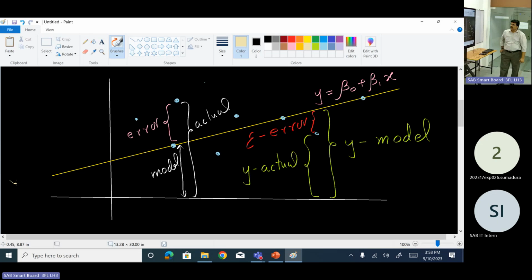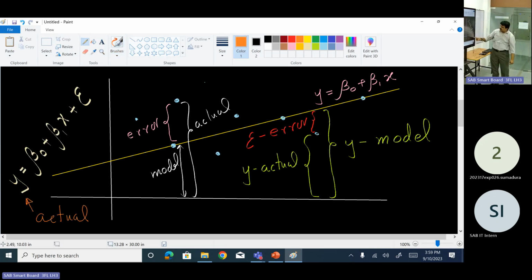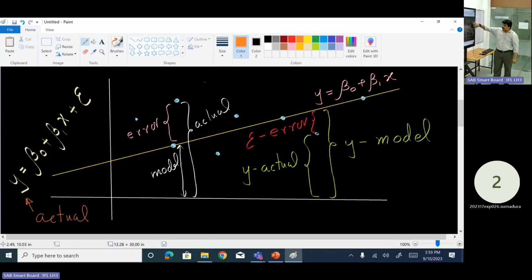Okay, so the model y represents the actual value. That's why we take it as beta naught plus beta 1 x, the model value, plus epsilon. Sometimes error may be positive, sometimes error may be negative. So in the model, y represents the actual value.